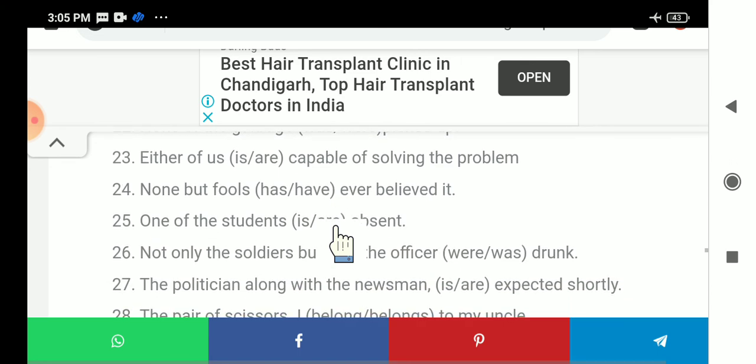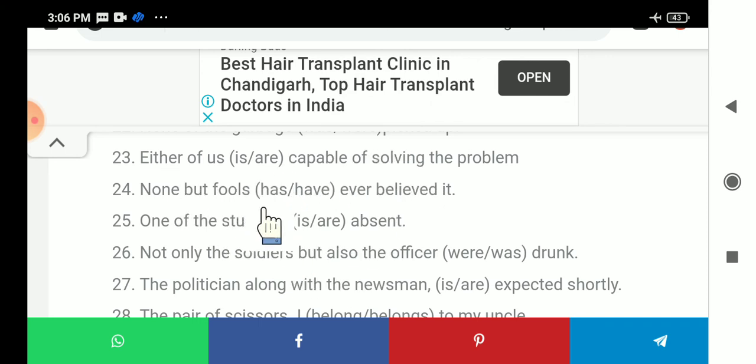Okay, question number 23. Either of us is capable of solving the problem. So the phrase "either" is used here. With these kinds of phrases, we have to use a singular verb.